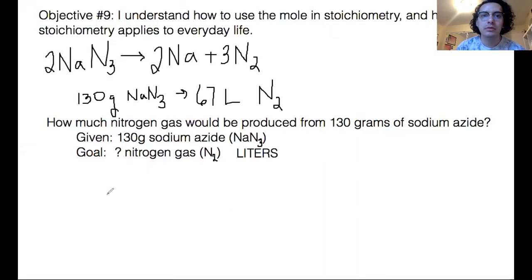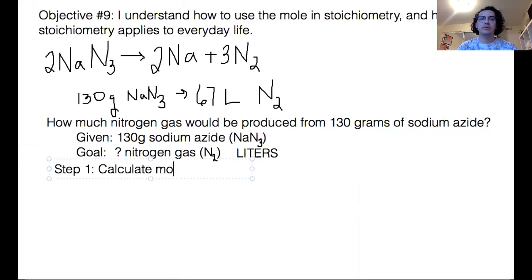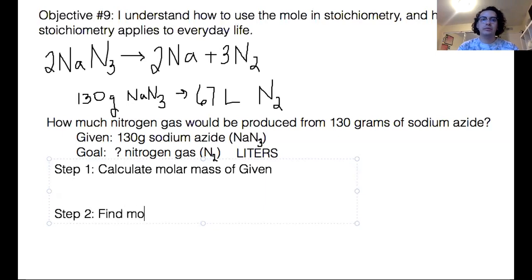Okay, so step 1 is to calculate the molar mass of the given. Then we've got step 2, which is find mole ratios from the balanced equation. And step 3, use volume of gas.